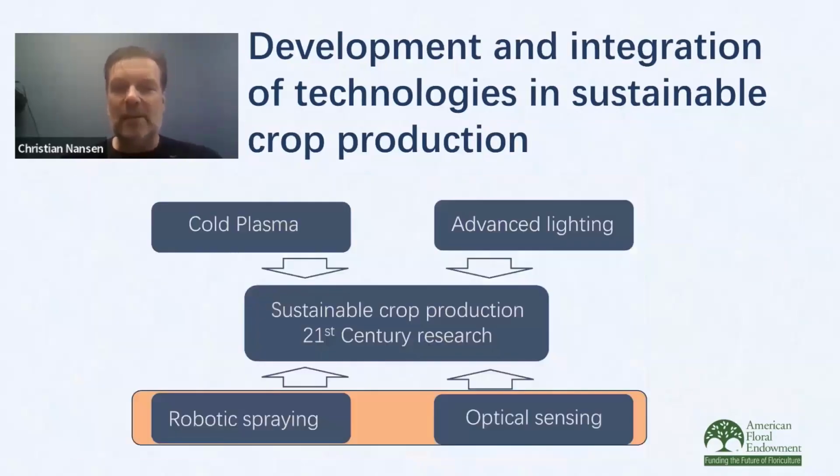So we can look at sustainable crop production in the 21st century as something that is evolving around a lot of technologies. In my program, we work with something called cold plasma, which I hope to share with you some information about in the future. We work with lighting. We work with robotics and actuation, and that's something I'm going to be talking about today, and also optical sensing. And of course, those are technologies that can be mounted on drones if we have to, but they don't need to. But this is essentially what is highlighted here at the bottom, what we are going to focus on today. But we do many other things as part of this program that I'm managing.